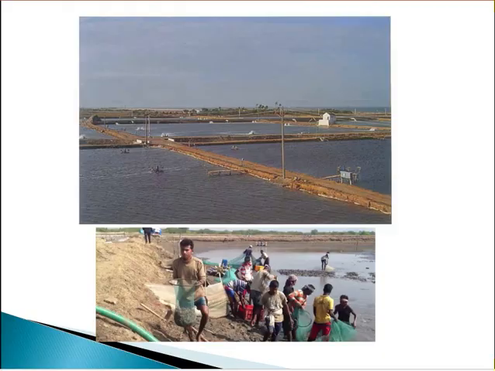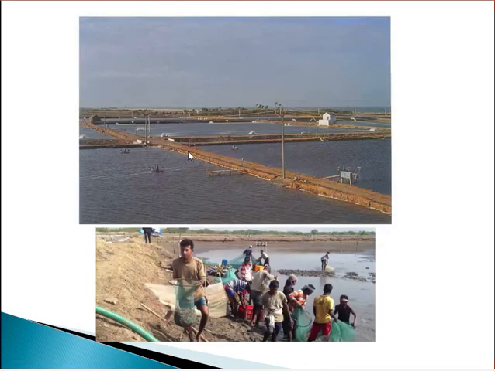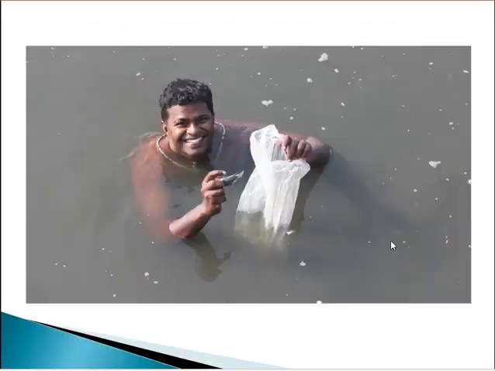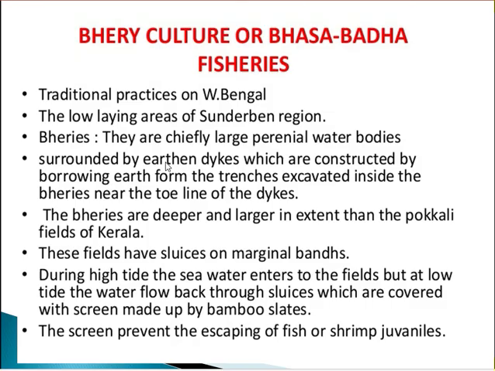and these bheris are surrounded by earthen dikes which are constructed by borrowing earth from the trenches excavated inside the bheris near the toe line of the dike. So you can see the dikes around the bheris here. These are the dikes around the bheri, so they form the boundaries, and they are constructed by taking earth from the trenches which are excavated for building the bheri. And as already mentioned, they are deeper and larger in extent than the pokali fields of Kerala.